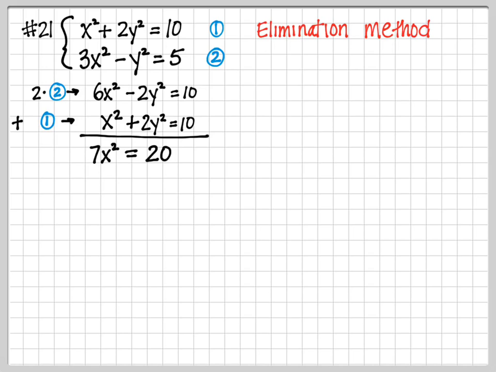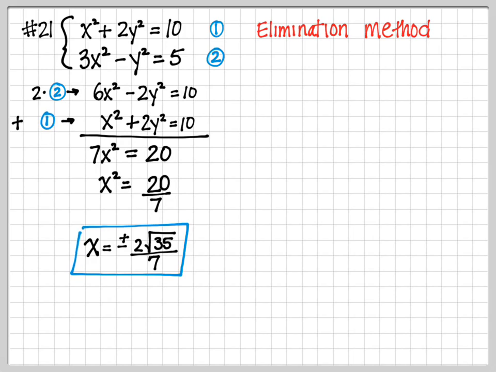I get 7x squared equals 20. x squared equals 20 over 7. That means that x is equal to both positive and negative 2 root 35 over 7. I'm going to substitute that in. So I substitute back into equation number 1.